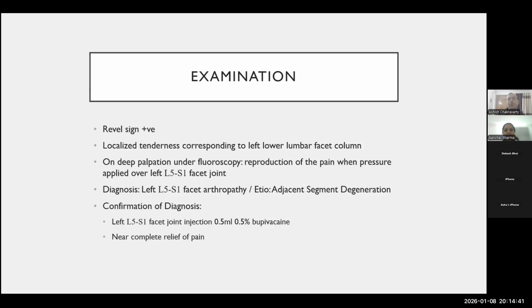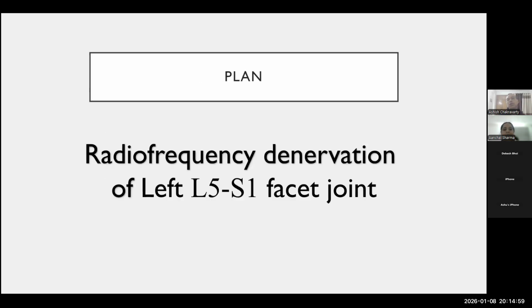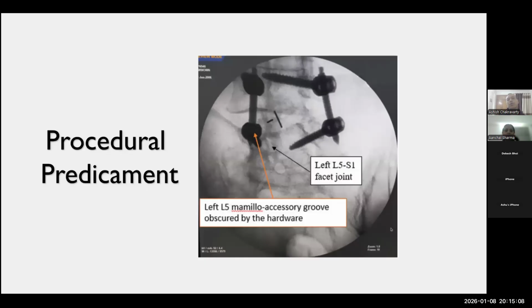And because of the history of spinal instrumentation, we made an etiological diagnosis of adjacent segment degeneration. Confirmation of the diagnosis was done by injecting into the L5S1 facet joint with bupivacaine, which produced near complete pain relief. So the next plan was to do a radiofrequency denervation of the left L5S1 facet joint. But the problem was that because of the spinal instrumentation, the mamillo-accessory groove was just not visible. But the good thing was I had a very prominent L5S1 facet joint visible.